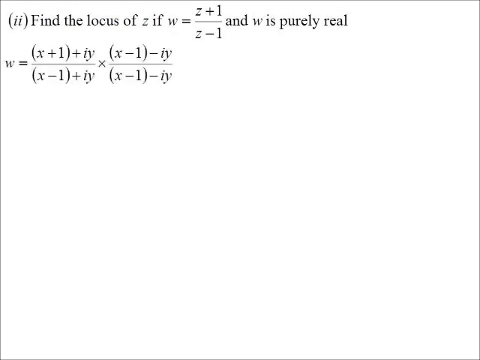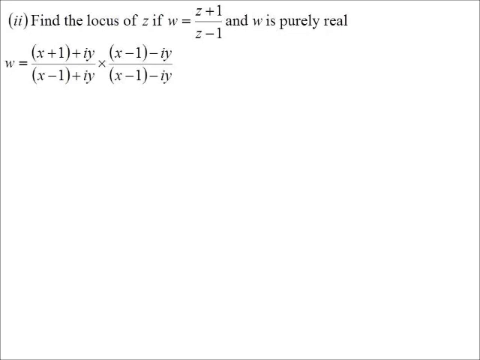Okay, so this time we're going to find the locus of z. The formula, or the function, is w equals z plus 1 on z minus 1, and this time the condition is w is purely real. So this time I know the output. All the answers will be on the real axis. Question is, what's the story with the input? Going to make z the subject, but not quite sure.